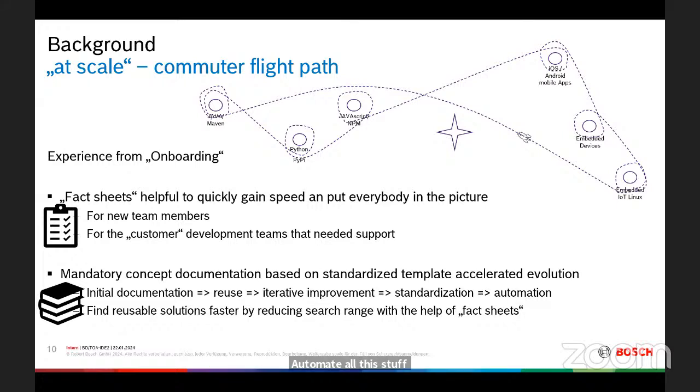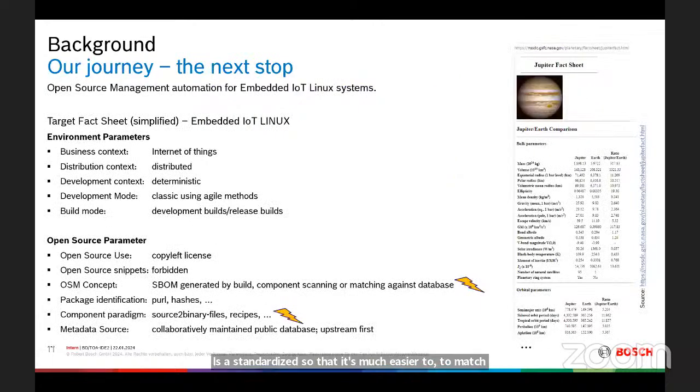The challenge here is that if you do not know, with these fact sheets, who you are, what your setup is, it's hard to find a reusable solution. And this is also one point for this project, where we tried to have a standardized fact sheet and all those concepts, ideally not that the solution is standardized, right? But that the representation is standardized, so that it's much easier to match your needs against what's already available. And yeah, we're still not there yet, so our journey still continues.